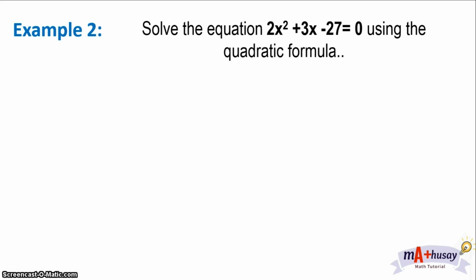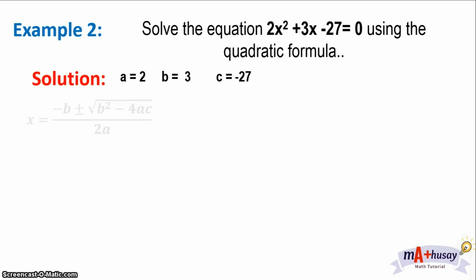Let's have example number 2. Solve the equation 2x squared plus 3x minus 27 equals 0 using the quadratic formula. Again, we get the values of a, b, and c. We have 2, 3, and -27. Again, isa-substitute na lang natin to sa general formula, which is x is equal to -b plus or minus the square root of b squared minus 4ac all over 2a.